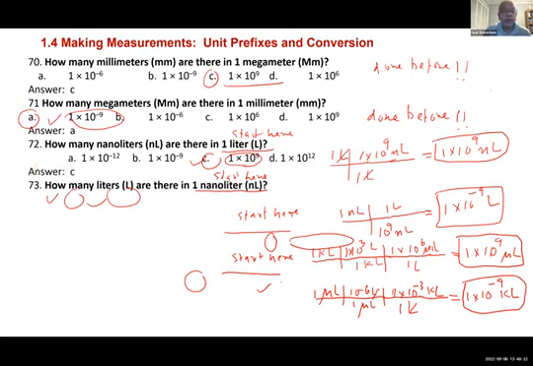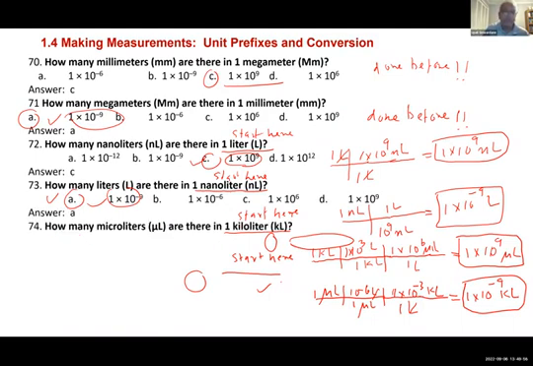Okay, how many liters are in a nanoliter? Do you see this has to be negative 9, going backwards? You remember the same thing happened before? 1 liter is greater than nanoliter. Therefore, there shouldn't be a negative exponent on the power of 10. Okay, that's the opposite, going backward.